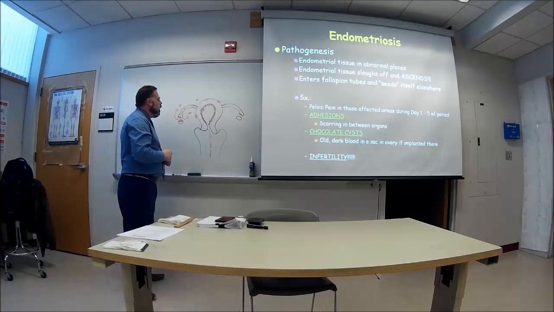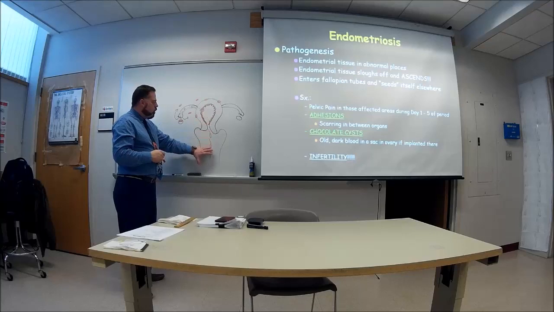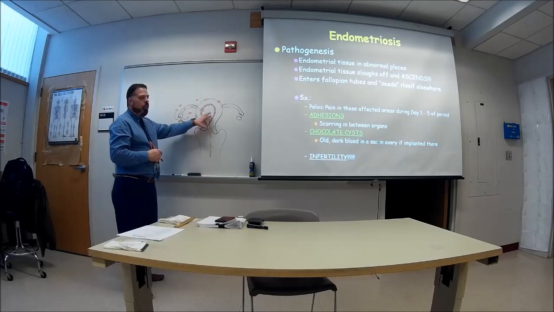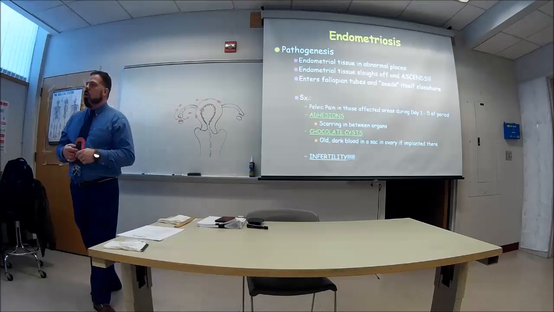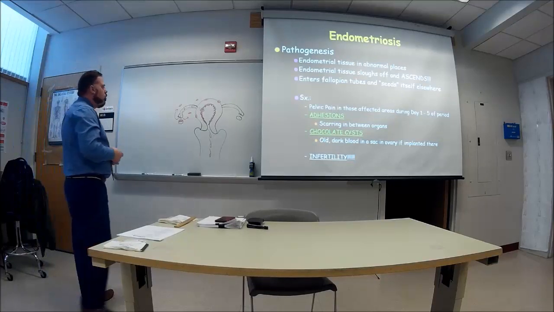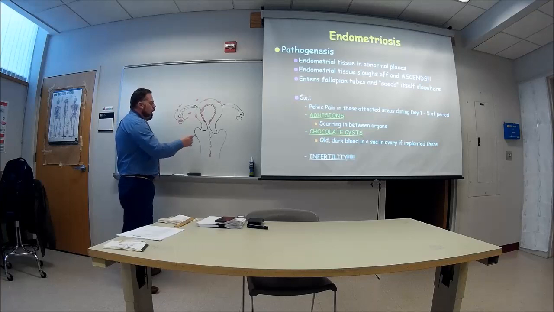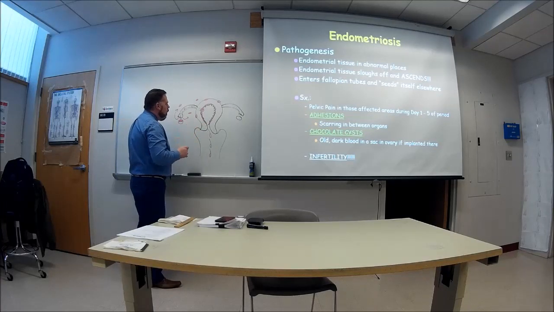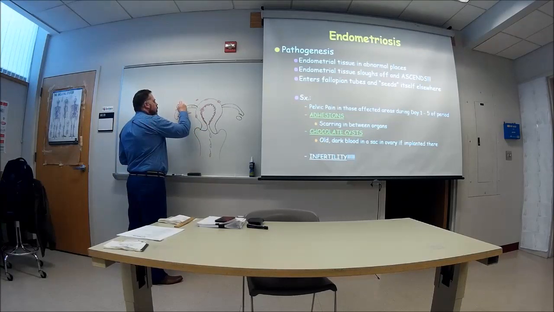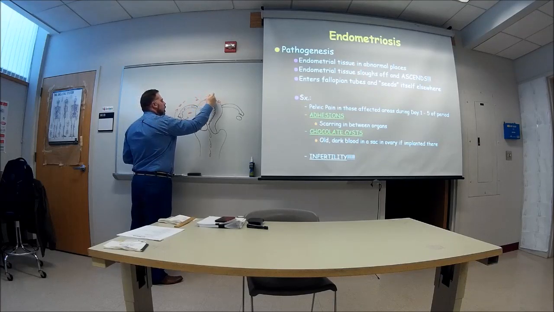What happens here is that during menstruation, this will come out, and then for nearly a month, 20 days, you don't have the bleeding, right? And then you have another bleeding. Now, you're gonna have bleeding this way, but here's where the problem is. This starts bleeding too. These areas that are out here, they're gonna start bleeding.